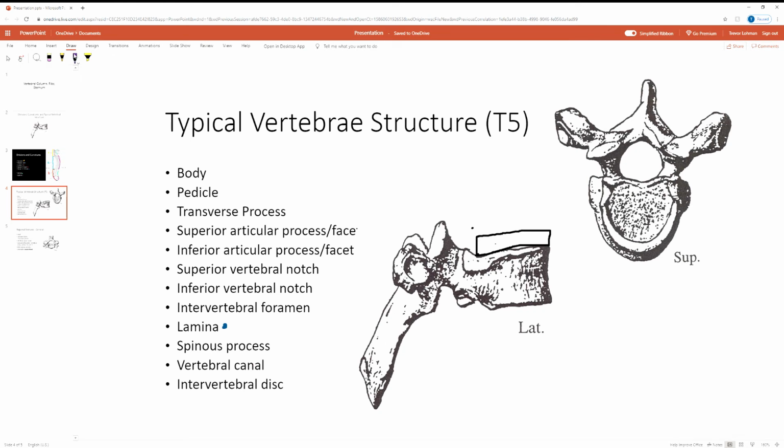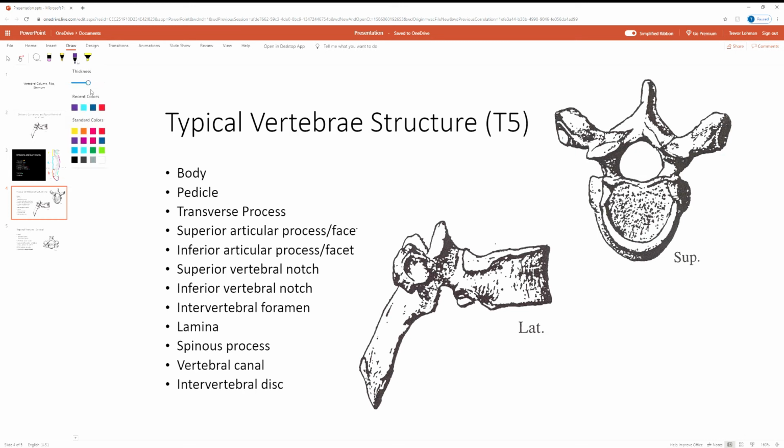So that brings us to typical vertebral structure. This is just saying that most vertebrae have these structures in common. So most vertebrae have these here. And we're using T5 as an example of a typical vertebra. There's not really any such thing as a typical vertebra. They're all unique. However, this particular vertebra seems to have most of the stuff that most other vertebrae have.